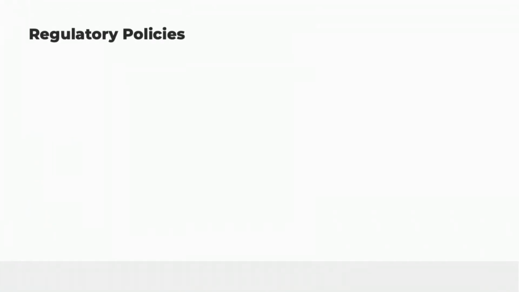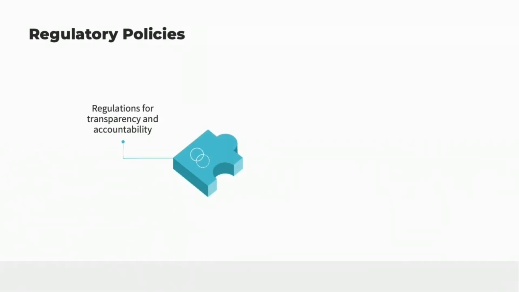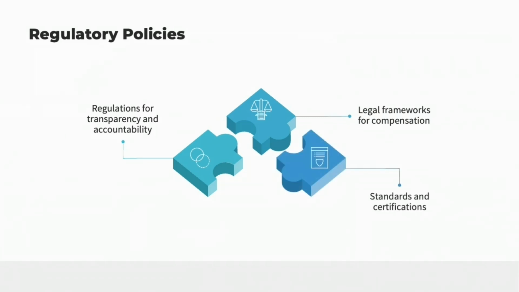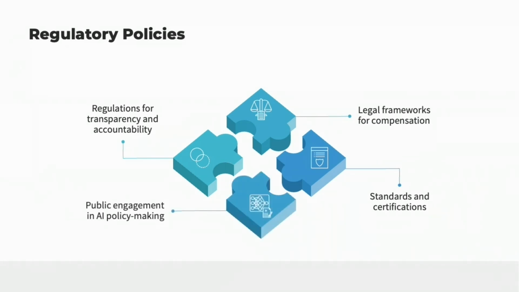Let's touch on regulatory policies. The aim of regulatory policies is to create a robust framework that not only guides AI development, but also ensures that AI systems are subject to oversight and that their impact on individuals and society is both fair and positive. These policies may include regulations for transparency and accountability. These mandate disclosure of decision criteria and training data. Legal frameworks for compensation. This provides legal avenues for those harmed by AI biases. Standards and certifications. These establish benchmarks for ethical AI and public engagement. This involves the community in AI policymaking.